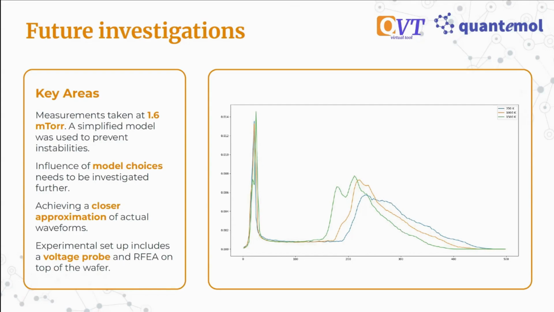So we're still maybe looking at some other model choices we want to go through, maybe approximate the waveform a bit better. And one thing I would like to mention is that on top of this wafer, there's also a voltage probe and the retarding field energy analyzer. Because the question is, does this actually impact the charging of the wafer or the blocking capacitor, which we do not get in the simulation.